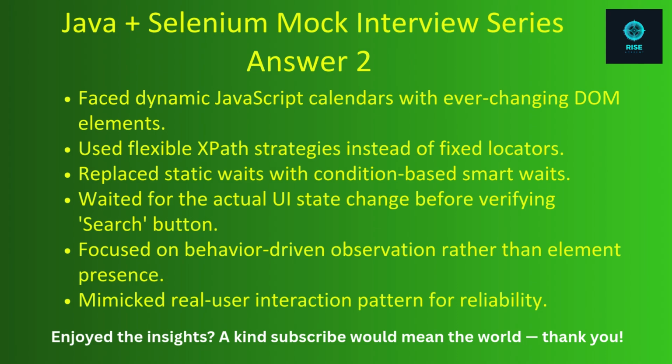To sum up, I made the script resilient by focusing on 3 things: timing, flexibility, and observability. Instead of hard-coded waits and fixed locators, I built it to observe behavior, exactly how a real user would, ensuring it worked reliably, even if the calendar looked or behaved slightly differently the next time. That's how I designed a robust test for flaky and complex date pickers in a live travel booking environment.